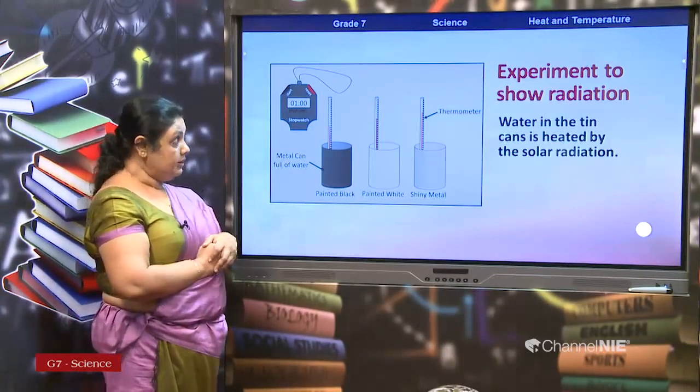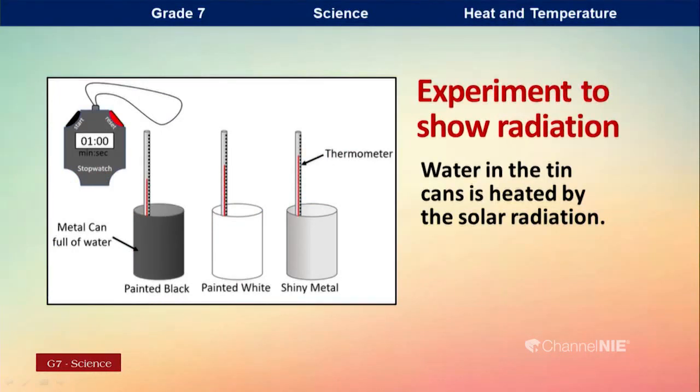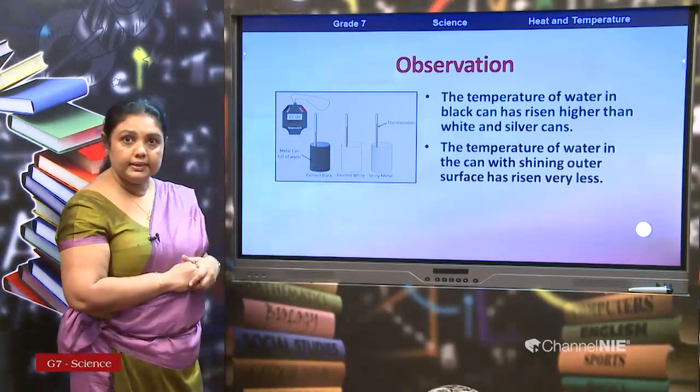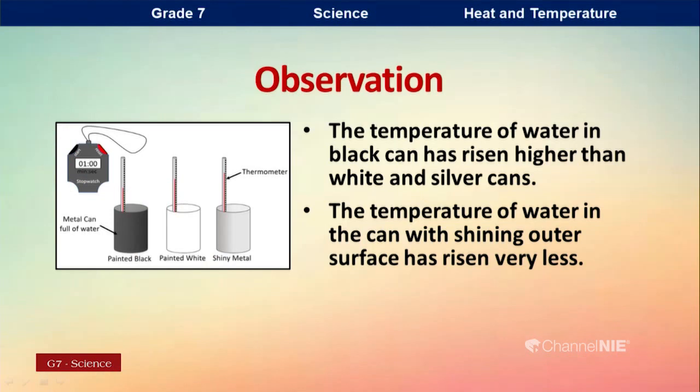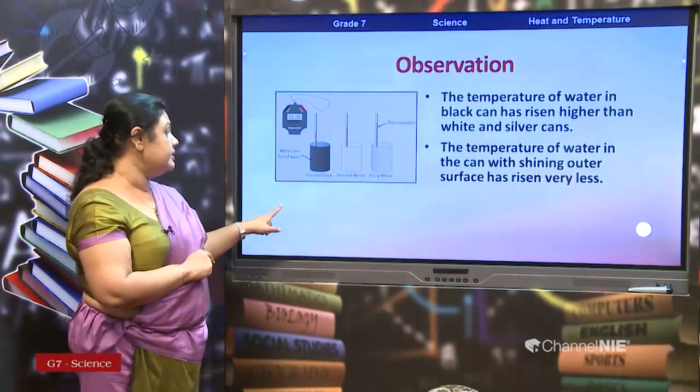This experiment shows how radiation is done. What you do is you take 3 cans, one painted black, the other white, the other shiny metal. All are at the same temperature, filled with the same amount of water, right? Then the water in the tin can is heated by solar radiation. This is kept in sunlight, children. After some time, you will see different temperatures on different thermometers. Can you see this? Painted black, painted white, shiny metal. The temperature of water in black has risen higher than white and silver. The temperature of water in the can with the shiny outer surface has risen very little.